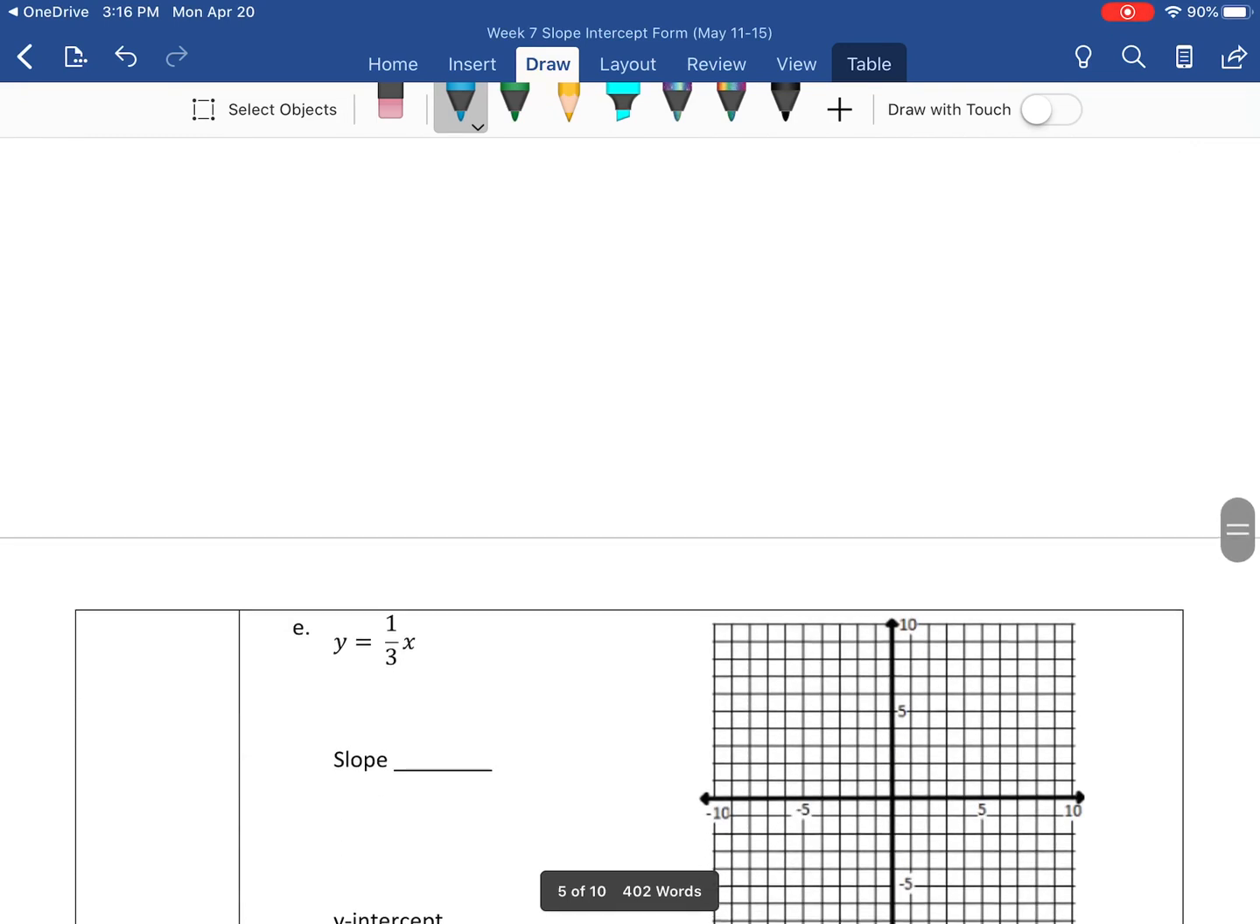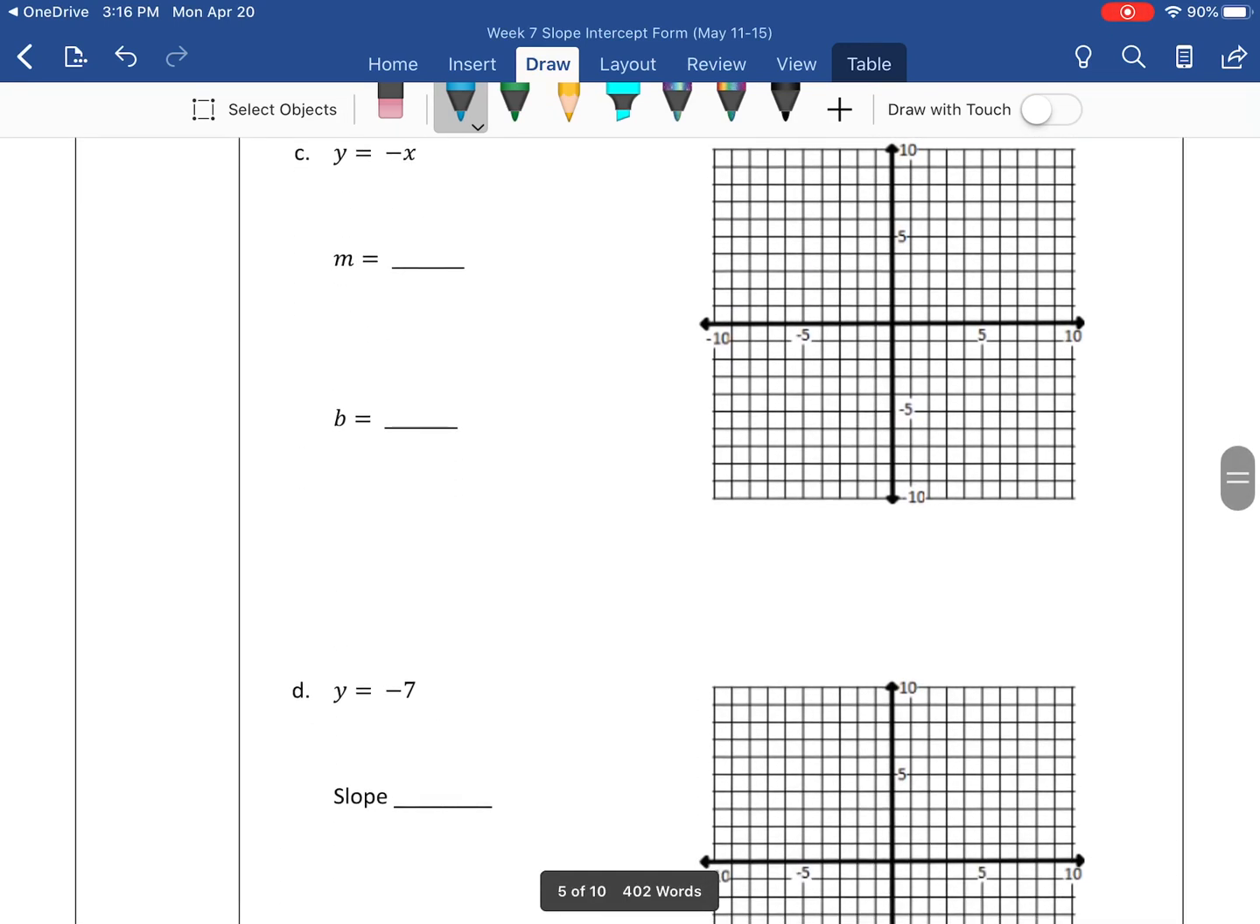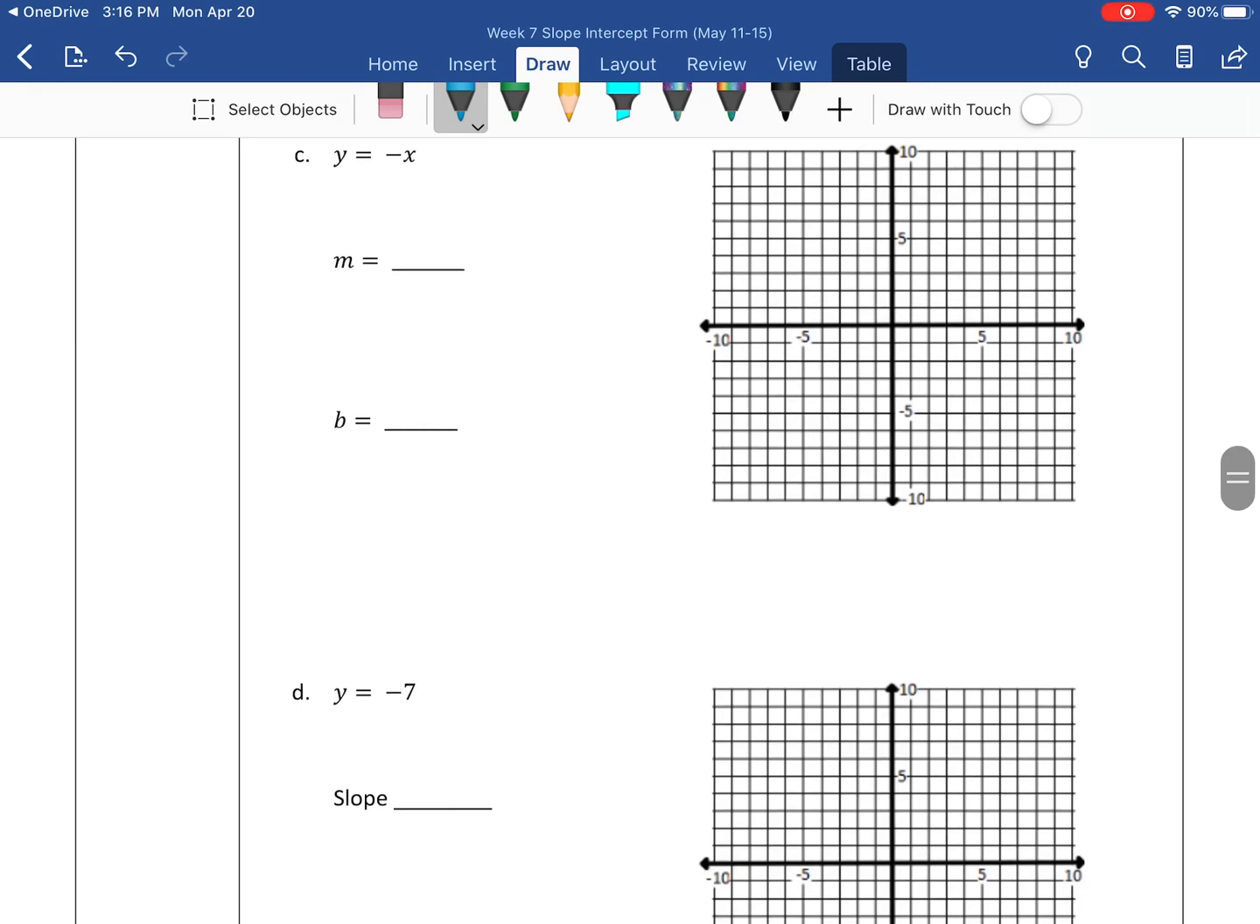We have a couple more we're going to look at before we wrap this up for today. So letter C, we have the equation where y equals negative x. Well, our slope is negative 1. Notice how we're not adding anything, so our y-intercept would be 0. So we'll start here at the origin where our y-intercept is 0. And since it's a negative 1, we actually need to go down 1 and to the right 1.